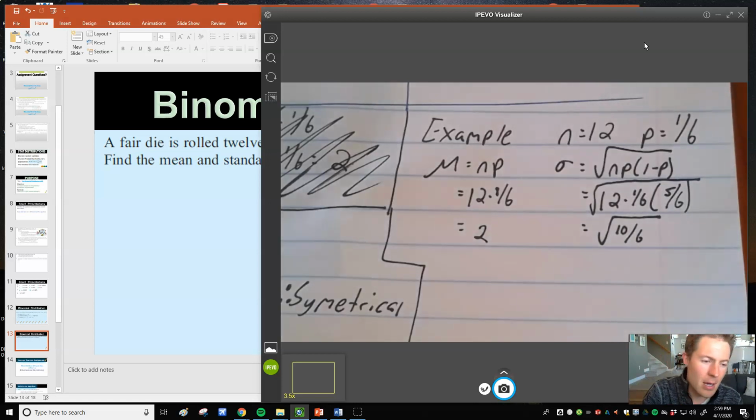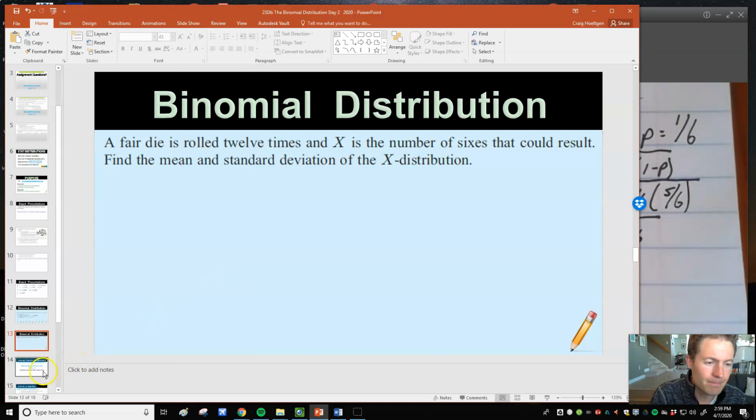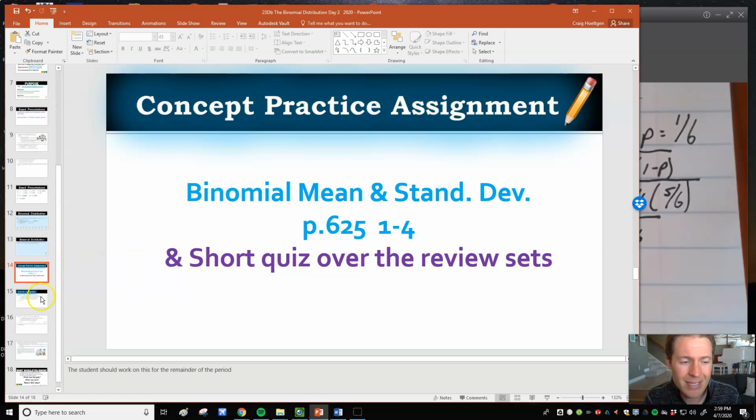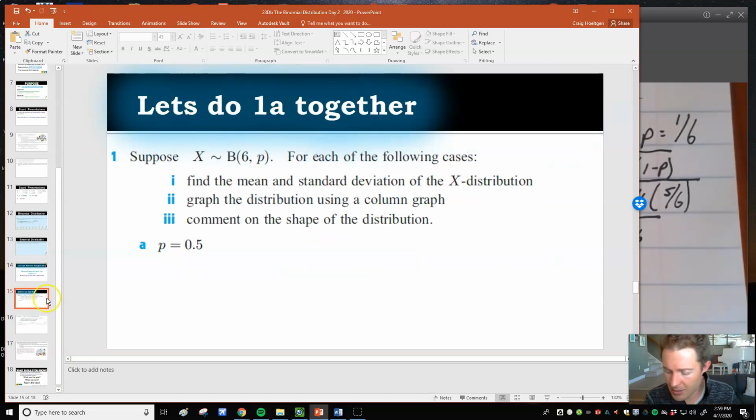All right, let's keep going. So as far as practice, I think we ought to practice these 4. Of course, don't worry about the quiz right now. Let's just practice these 4. And I actually want to do the first one together, so that's kind of why I try to go a little quicker here. All right, here's the very first question. Suppose some variable X is distributed on binomial distribution with 6 trials, some unknown probability. For each of the following cases, find the mean and standard deviation of the X distribution.